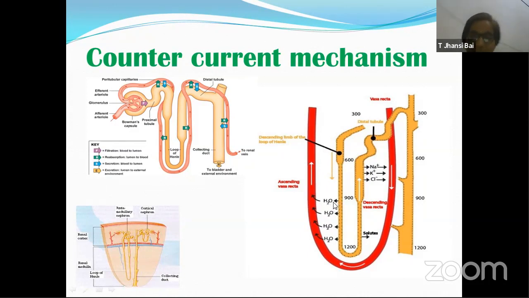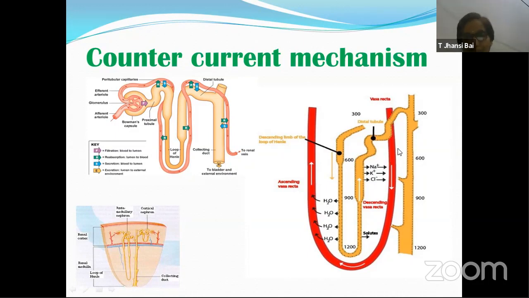We want water to be reabsorbed. First, our own water that our body needs doesn't go out, and secondly, the urine which is being passed out becomes hypertonic. So that is the significance of this liquid moving in the opposite direction. The greater the length of this loop of Henle, the higher the concentration, the more hypertonic the liquid becomes.